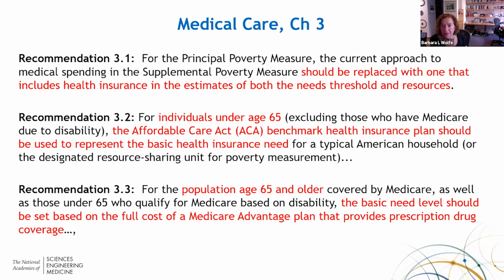This would mean that medical care would be included both as a need and incorporated in resources. On the threshold side, the basic need for health insurance can be represented by a premium to buy health insurance. You can think of this as reflecting both the risk of needing medical care and the expected costs of that care. Once we have laws that require guaranteed issue, which simply means that everyone can buy a policy regardless of whether or not they have pre-existing conditions, and community rating of health insurance premiums, we would be able to utilize a health insurance premium as a measure of the basic need for medical care.